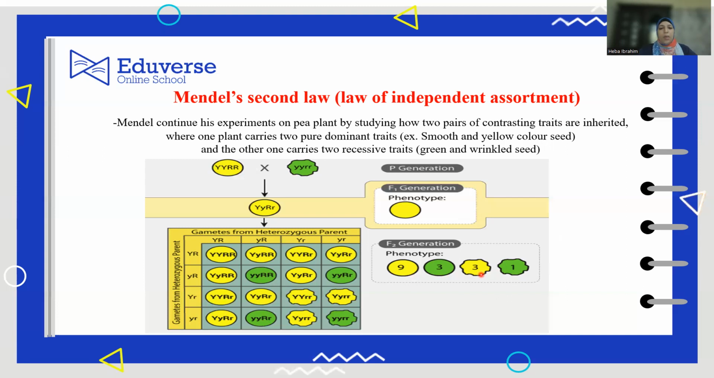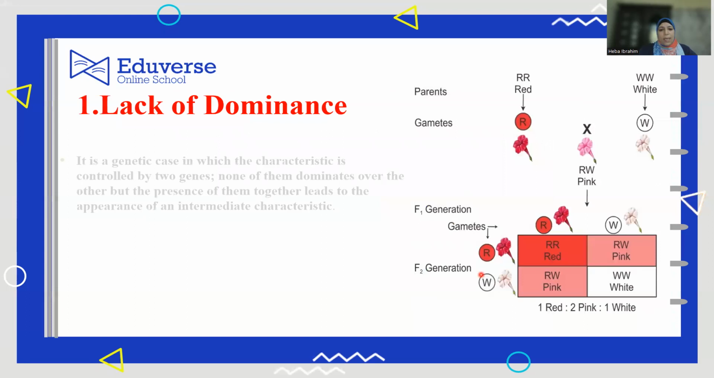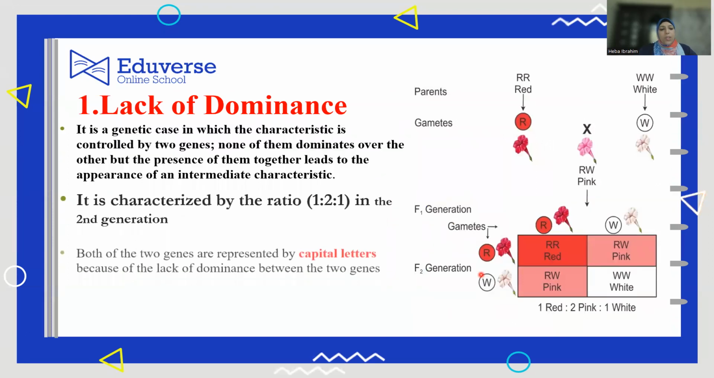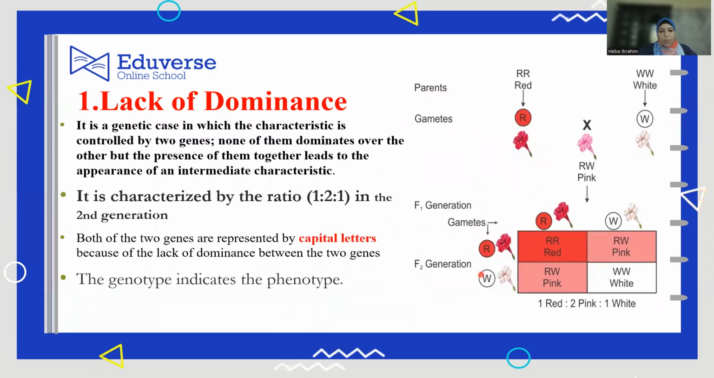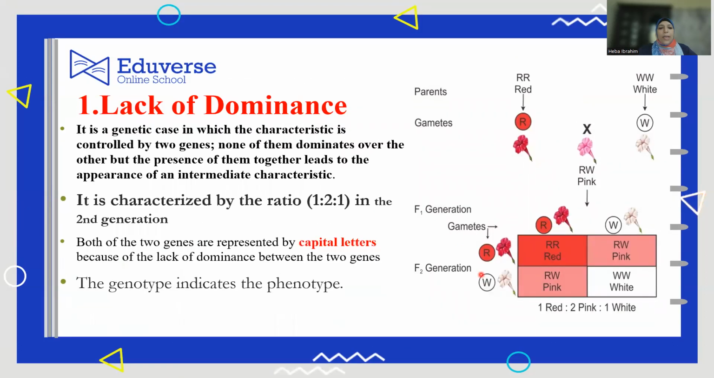In our syllabus, we have some examples for these non-Mendelian cases. So let's start with the first non-Mendelian case in our syllabus, which is called lack of dominance. What is meant by lack of dominance? Lack of dominance means no dominance. Meaning there is no dominant trait and recessive trait. No trait dominates over the other.